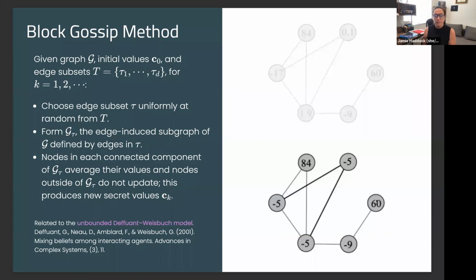One thing I should say is that if you're coming at this from other areas of dynamical systems, you might recognize this as a particular form of opinion dynamics model. This is sometimes referred to as the Deffuant-Weisbuch model, but unbounded in this case.